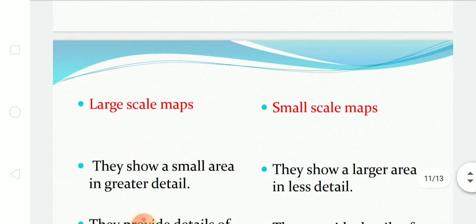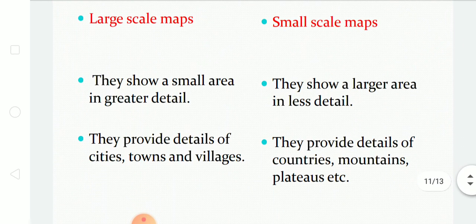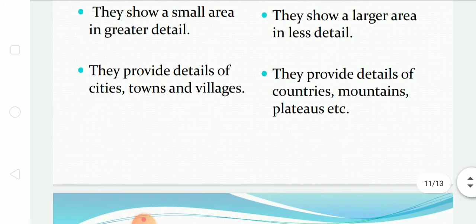Now the next one is large scale map and small scale map. The first one is the large scale map. It shows a small area in great detail, and a small scale map shows a larger area in less detail. A large scale map provides details of cities, towns and villages. A small scale map provides details of countries, mountains, plateaus, etc.